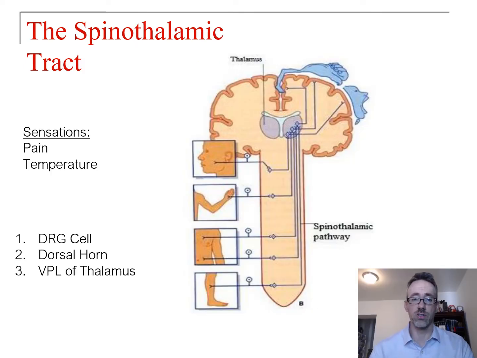So to give us a visualization of that pathway, we have, again, we're carrying pain and temperature in this pathway.